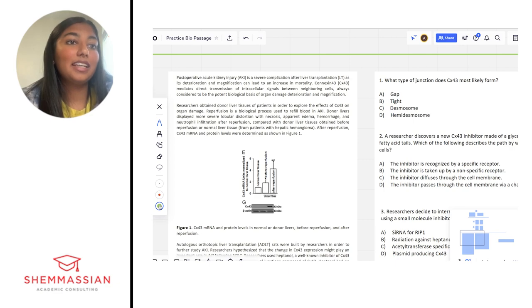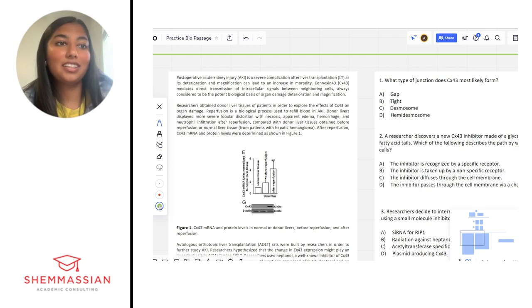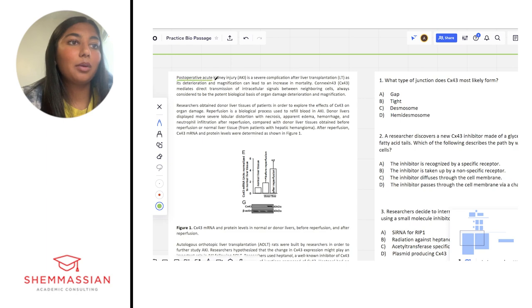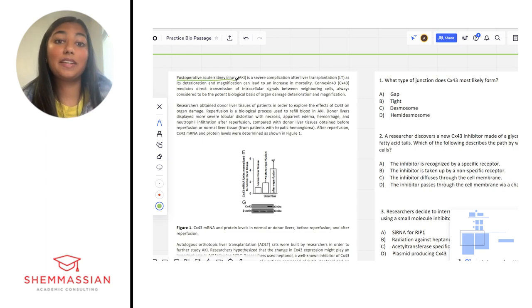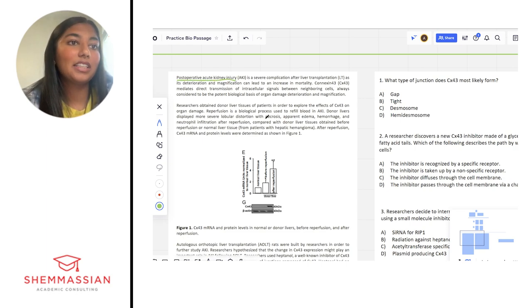Post-operative acute kidney injury is a severe complication after liver transplantation, as its deterioration and magnification can lead to an increase in mortality. So here we're already seeing post-operative acute kidney injury, which seems like the main biological concept of this passage. Moving forward, connexin 43 mediates direct transmission of intracellular signaling between neighboring cells, always considered to be the potent biological basis of organ damage, deterioration, and magnification.